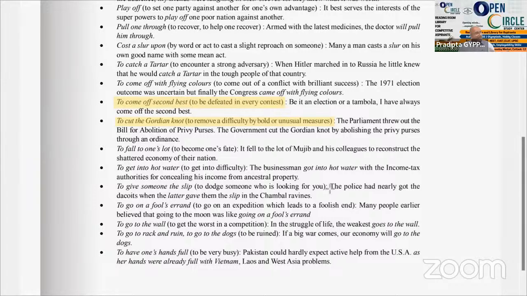When I was a kid, I used to win prizes. Most of the time it was written best in debating, best in essay writing. For the second one, they don't write second best. They write second prize. That's good. Not second best.